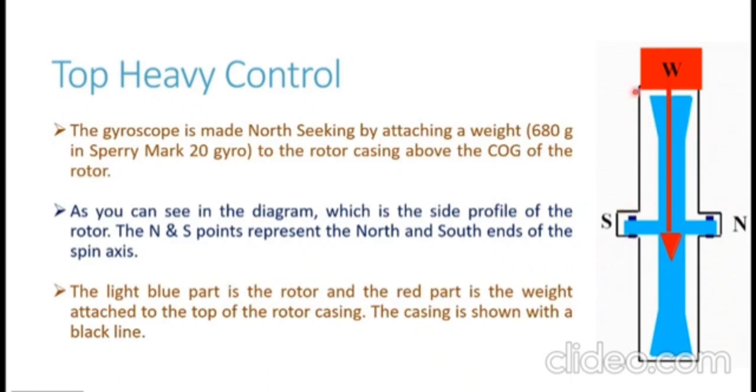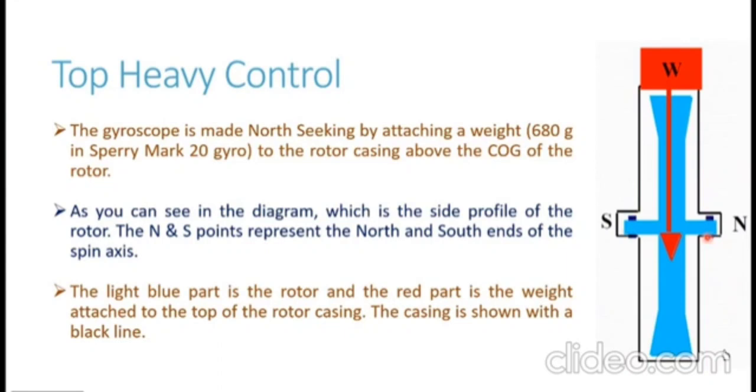The casing, black color casing, which you see in the diagram, is not free to spin. Only the rotor and spin axis inside the casing is free to spin. So the casing does not spin at all. However, the casing is free to tilt up and down. The casing is also free to drift east and west. The only freedom which is not available to the casing is the freedom to spin. And that freedom is provided to the rotor and spin axis through these dark blue ball bearings fitted at north and south ends of the spin axis.